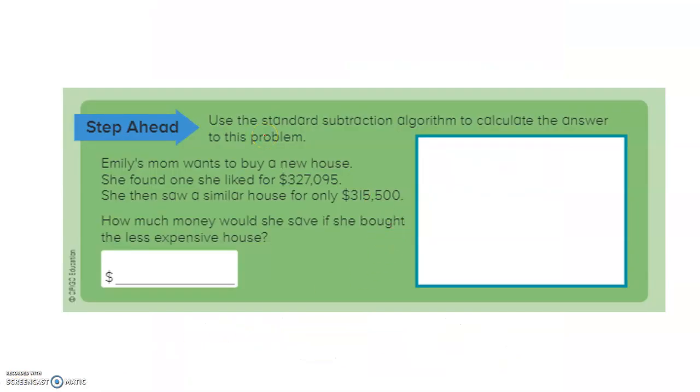Step ahead, use a standard subtraction algorithm to calculate the answer to this problem. Emily's mom wants to buy a new house. She found one she liked for $327,095. Then saw a similar house for only $315,500. How much money would she save if she bought the less expensive house? So you are just subtracting these two numbers. And then whatever your answer is, you're putting right here. Okay, so you're subtracting.